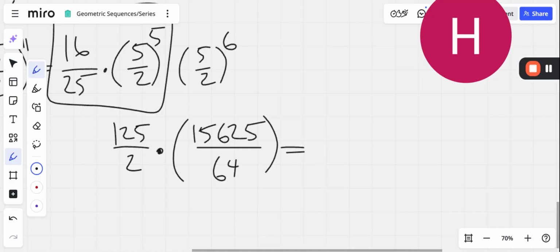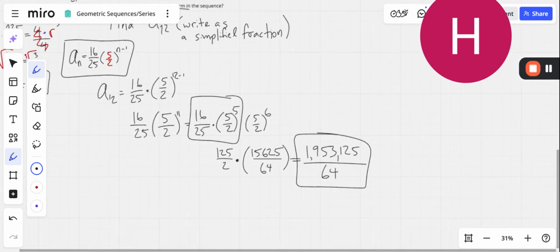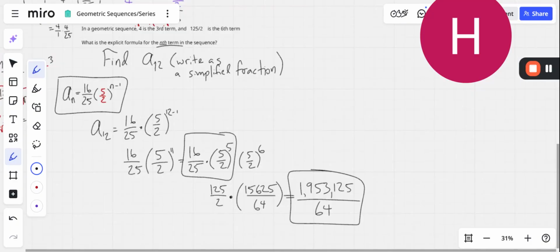It's something in the millions. It's like a million. Let's see, cut it in half, cut it in half, cut it in half. So that's 1,953. And then 625, cut it in half, cut it in half. That's going to be 125 over 64. Goodness, this is a simplified fraction for the 12th term of the sequence. Kind of wild.